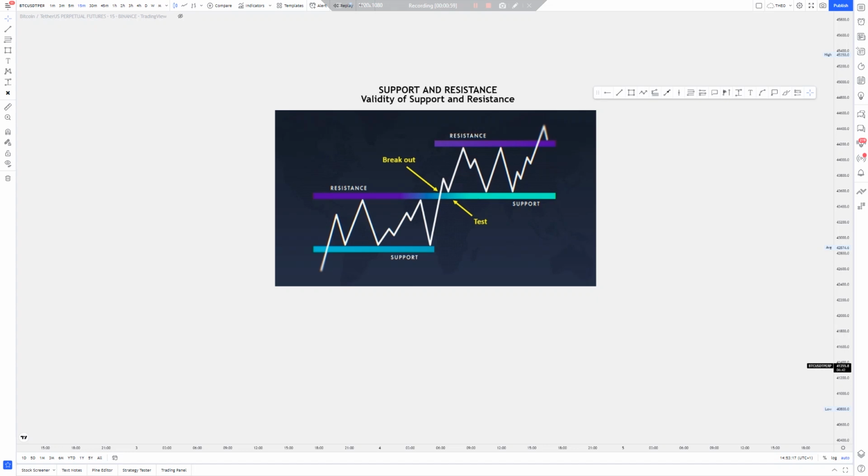You see, the diagram below would give you an insight into what we consider the validity of an S and R. Okay, so you can see right here we have support being tested and we have resistance being tested. And all of a sudden we had price break resistance and retest resistance to act as support and scale higher to create resistance and retested support before we had a breakout further.